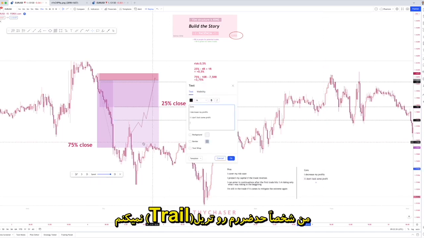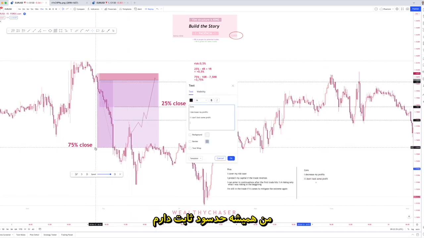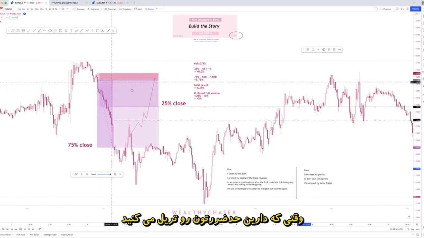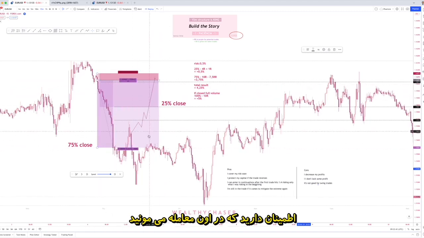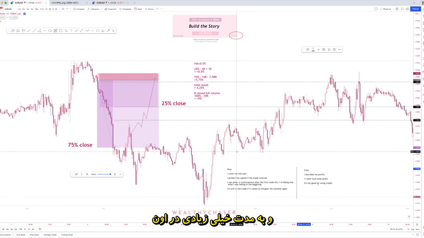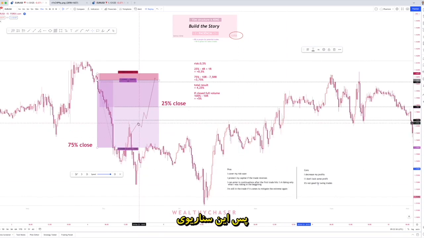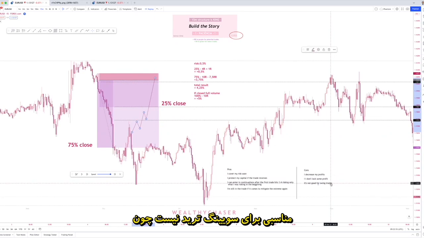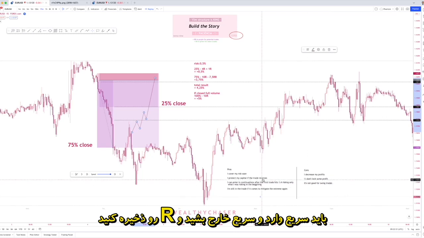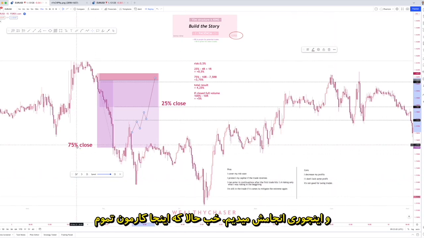I don't trail my stop loss, so normally I have a fixed TP, so it's not good for swing trades, right? Because when you're trailing your stop, you're making sure that you can keep on that trade for a long period, and that you can make lots of R. So this is not a scenario for swing trades, because this is a quick get in, get out, bank your R, and that's it. That's how I do it. So we're all done here.